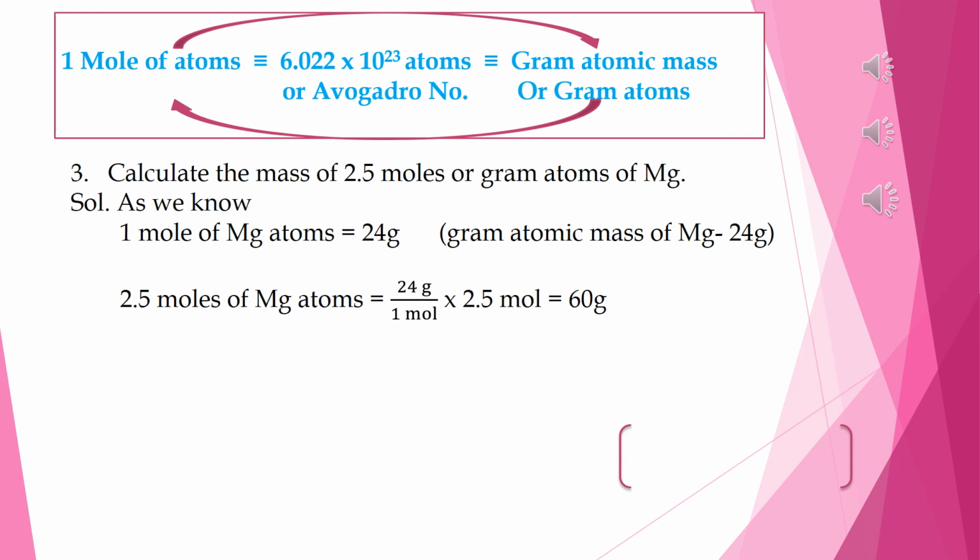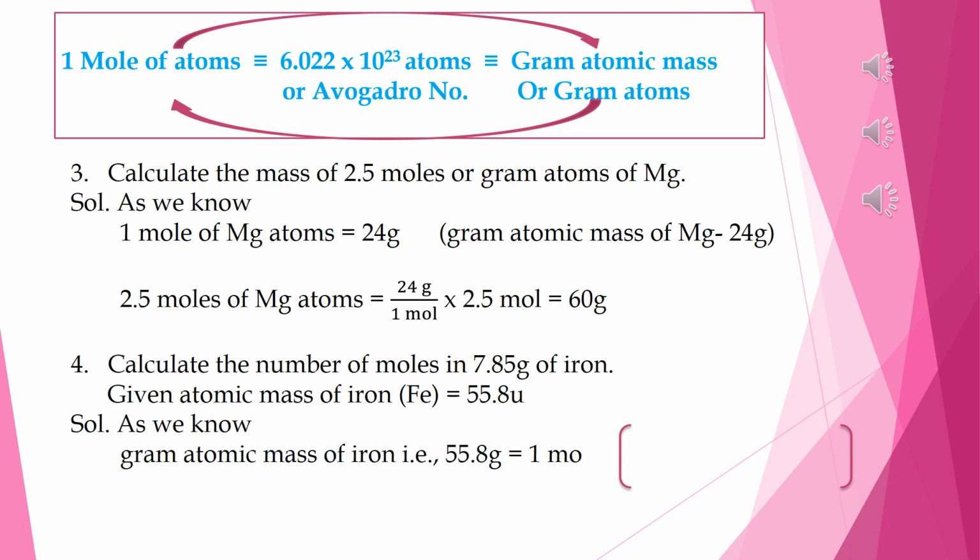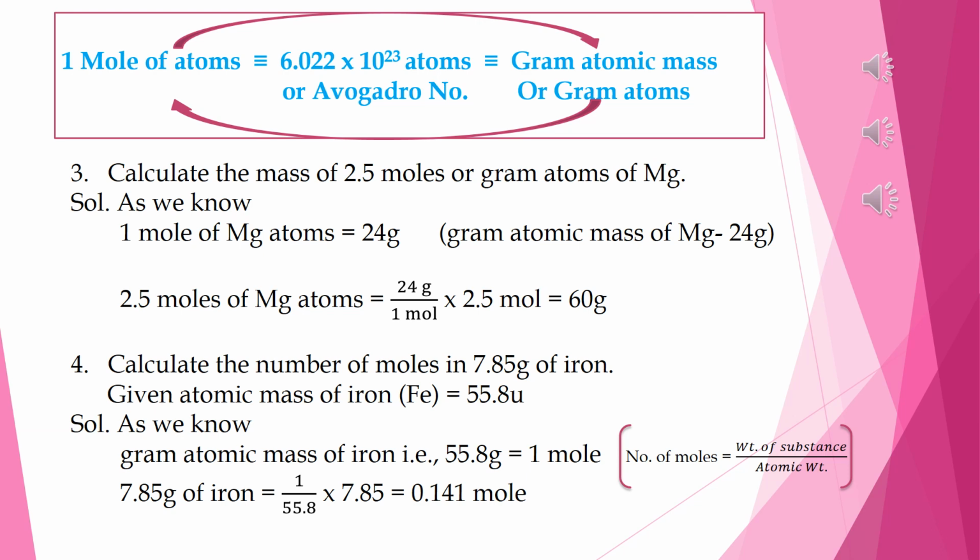So now we have to find out the number of moles from the given mass. Fourth numerical is calculate the number of moles in 7.85 gram of iron. So the atomic mass of iron is given 55.8 units. So as we know, gram atomic mass of iron is equivalent to 1 mole. That means 55.8 gram of iron is equal to 1 mole of iron. So 7.85 gram of iron is equivalent to how many moles? 1 divided by 55.8 into 7.85. That comes out to be 0.141 mole.